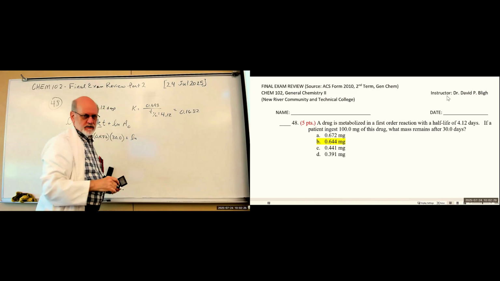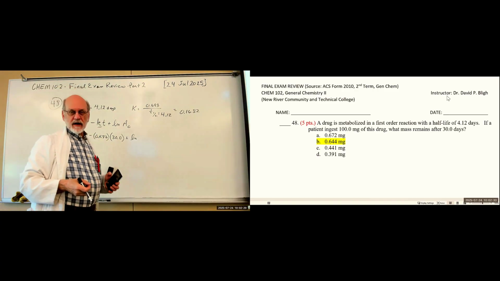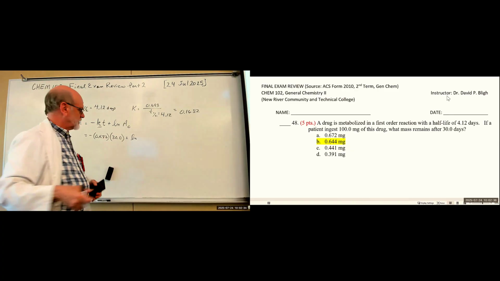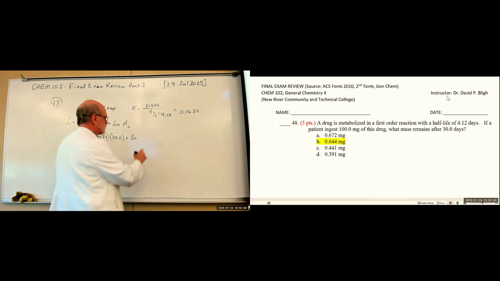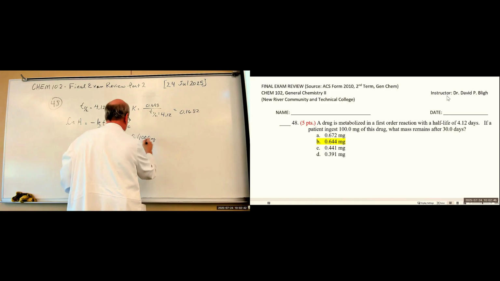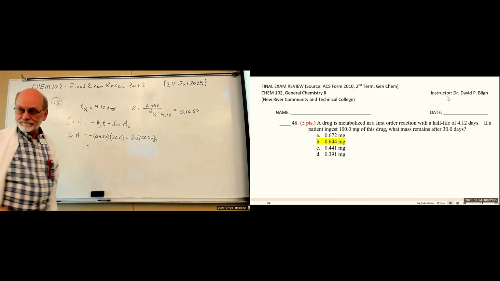What's the initial concentration? Well, 100 milligrams, right? Since the size of the body is the same at the beginning and the end, the concentration is going to be proportional to 100 milligrams. And this is log A. So what we need to do is solve this side and then resolve the log.